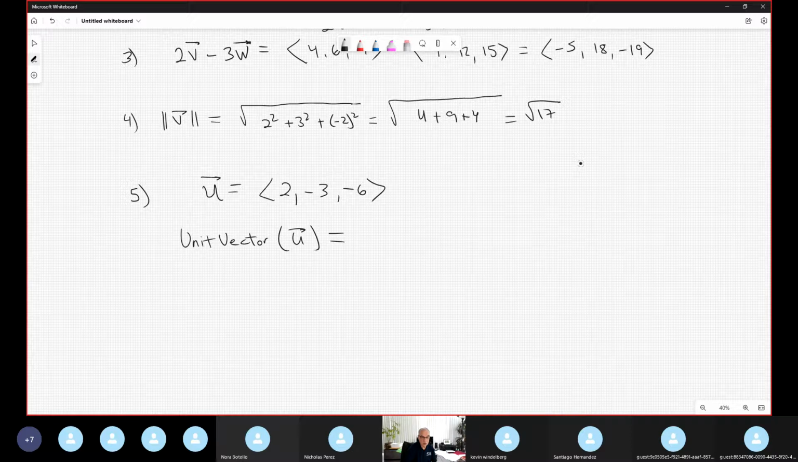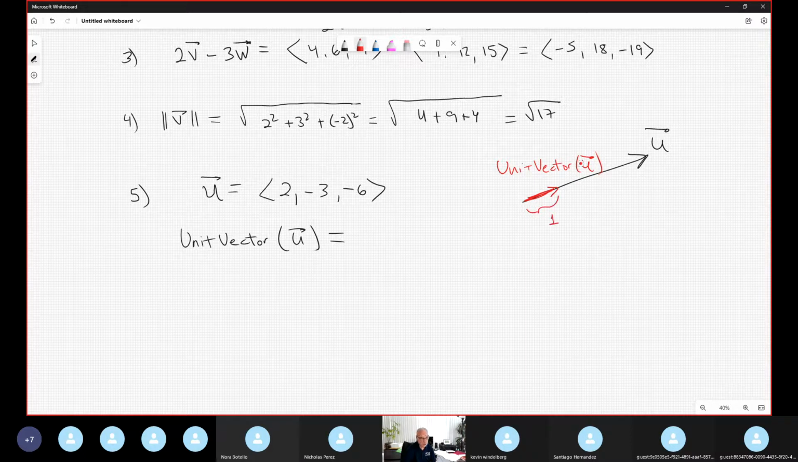Unit vector is a vector that travels in the same direction as U. Suppose that U is this. The unit vector of U is one vector that travels in the same direction, so it's parallel or coincident with the U vector, but the length or the amplitude is 1.